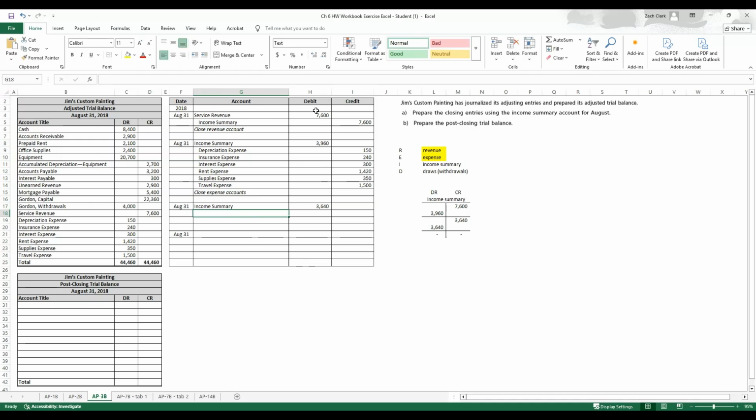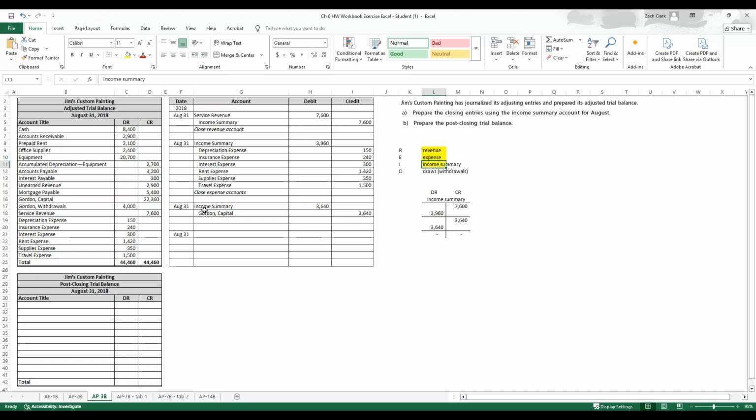Okay, now we're debiting income summary to close it, and then we're crediting the capital account to increase it. Remember, what we're saying here is revenue is greater than expenses. Besides just closing these accounts, this also represents net income. If we were to look on the income statement, 7,600 minus 3,960 in expenses would be 3,640, which increases our capital, and a credit is an increase to capital.